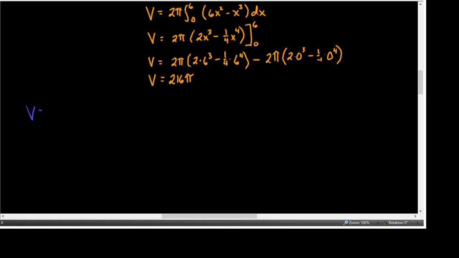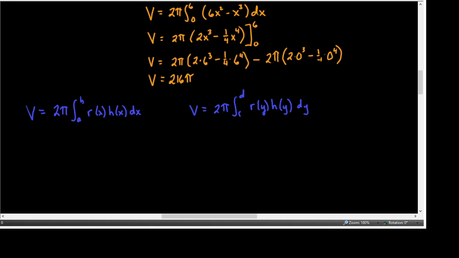So the volume will be either 2 pi times the integral from a to b of a radius function times a height function dx. That's length times width times height. Or if it's oriented the other direction, this would be from c to d, a radius function in terms of y, times the height of the cylinder in terms of y dy.